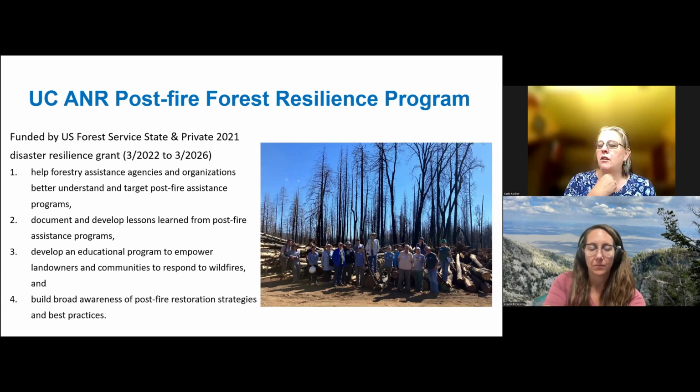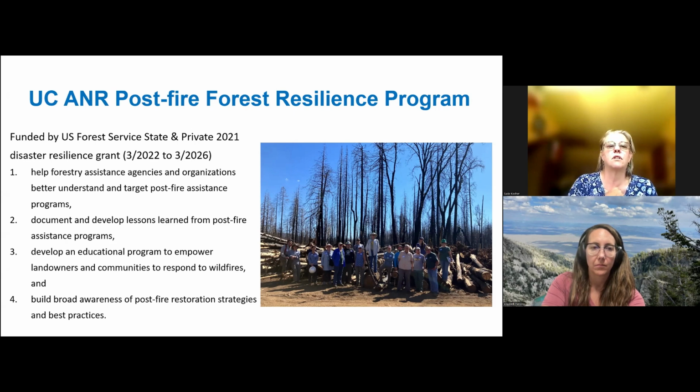I worked with the U.S. Forest Service and received a large grant in 2021 from the Forest Service State and Private branch, the Disaster Resilience Grant. And a number of you on the line probably also received some of these funds. They were used to fund some of the new emergency forest restoration teams. As Cooperative Extension, we had a specific work plan with these 4 deliverables.